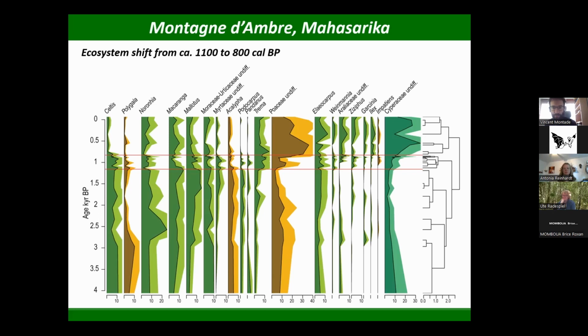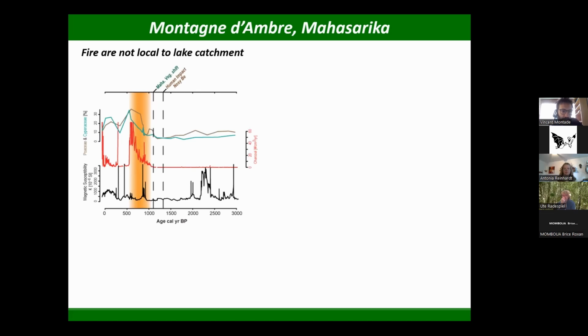And if you focus on the main pollen taxa of this diagram, for example, we can compare here on the upper part of the diagram in green, the Cyperaceae curve, and in brown, the Poaceae curve. And in red, this is the charcoal result showing the occurrence of fires next to the lake. And the last curve is the magnetic susceptibility showing erosion. So what we can see is that we have a major shift of vegetation, as I said, which occurs around 1,000 years before present. So the first observation is that this main vegetation shift occurred a bit after the beginning of human impact on Nosy Bé, so a few centuries later.